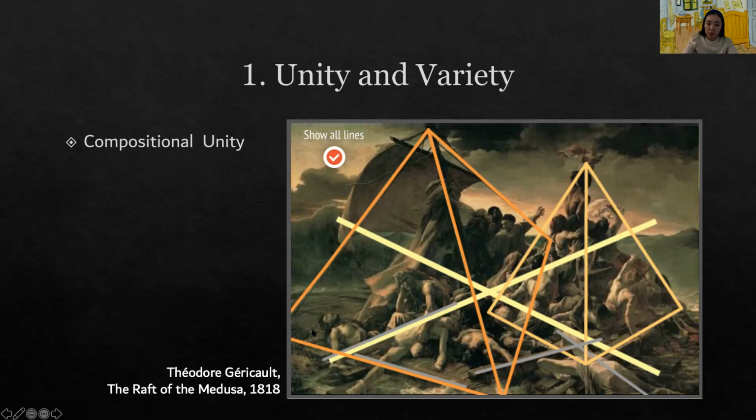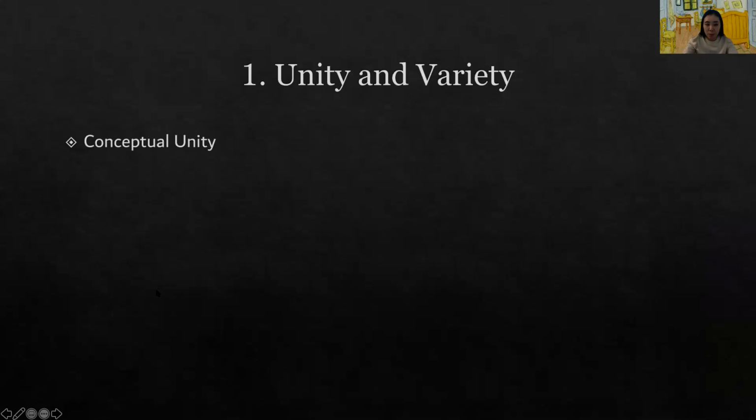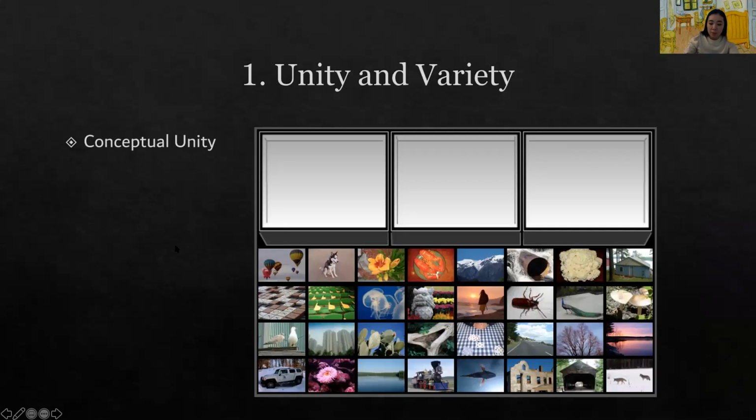So many artists think about compositional unity when they make a work of art. And here's a different way to unite with concept. For example, there are diverse images here, right? And I set the conceptual idea as full bloom.